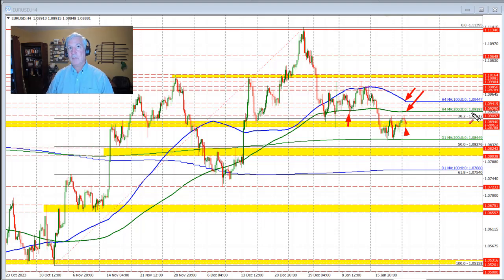This is the 200 bar moving average on the 4-hour chart. This is the 100 bar moving average on the same 4-hour chart. Those would be more positive. So 38.2, 200, 100 on the upside. On the downside, a break below the 1.0878 level should open the door for perhaps another retest of that 200-day moving average. Why not? Again, that low comes in at 1.0844.